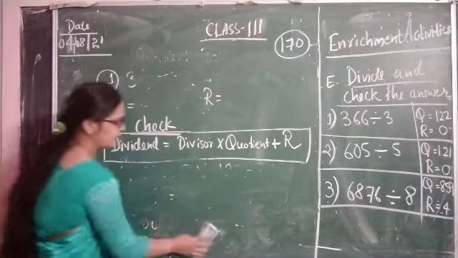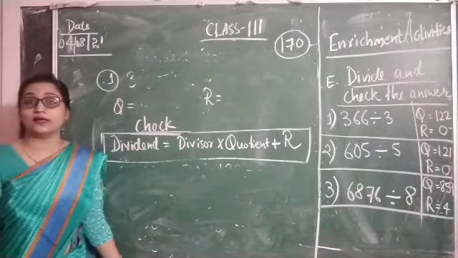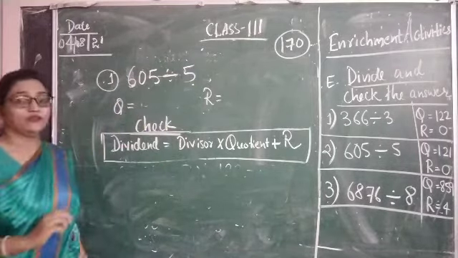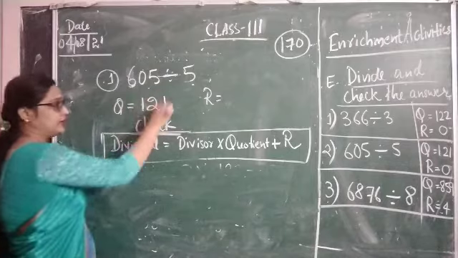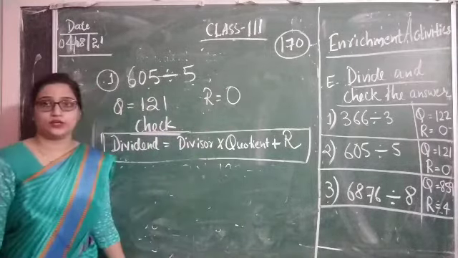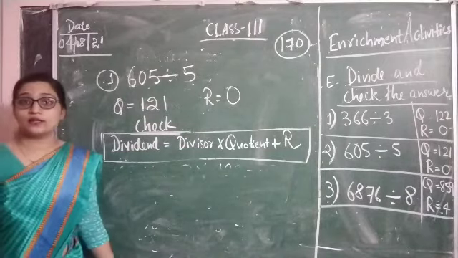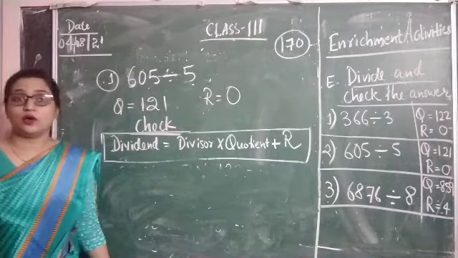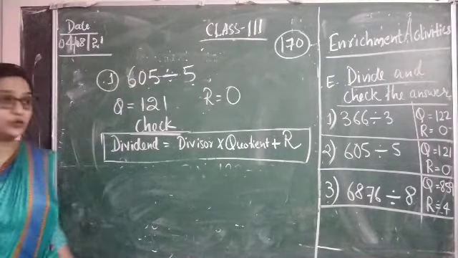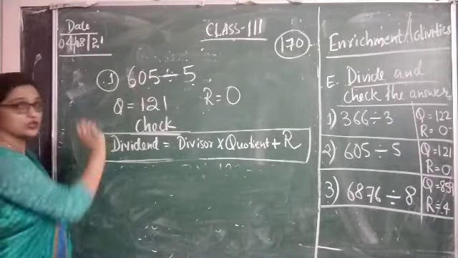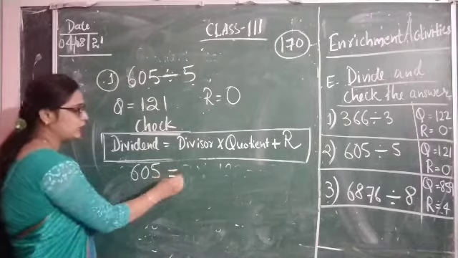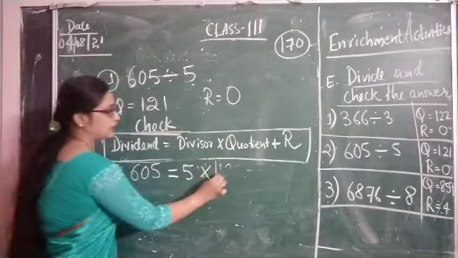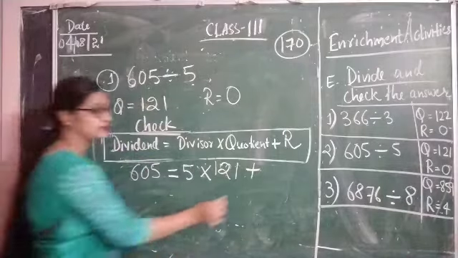Second question is 605 divided by 5. That also we had already done in our previous video. So the question is 605 divided by 5. Now the quotient that we got is 121 and remainder is also 0 here. Okay, so same check. You have to write the formula, dividend equal to divisor into quotient plus remainder. Okay, now next step is to put their values. Dividend from the question, we can write 605 equal to divisor. What divisor is given here? 5 into quotient is 121 plus remainder is 0.